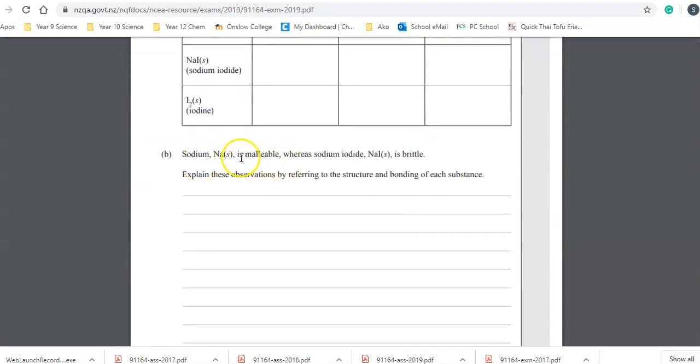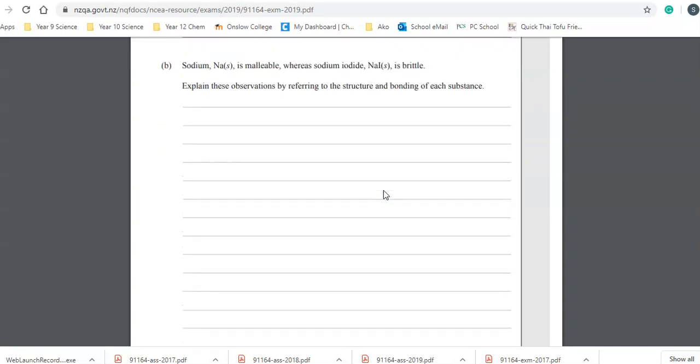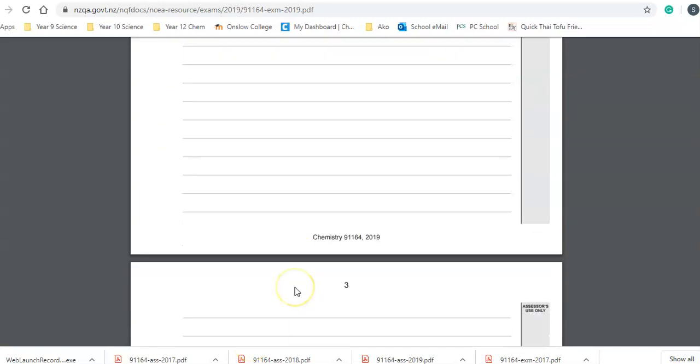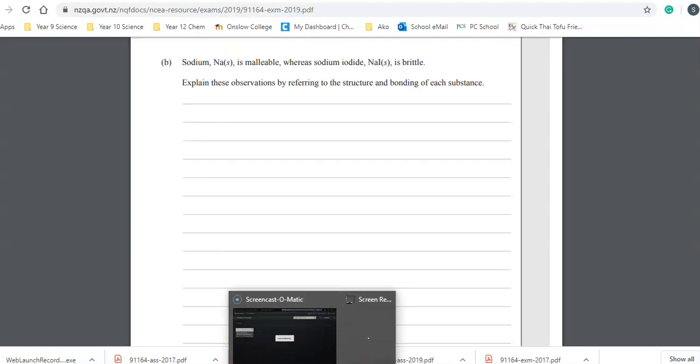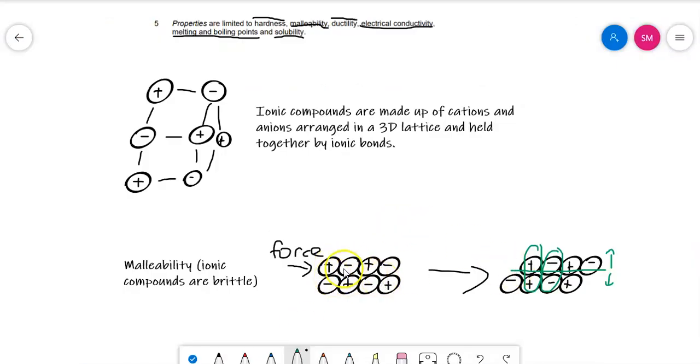1B. So sodium is malleable. We'll look at that in a future video as to why sodium solid by itself is malleable, whereas sodium iodide is brittle. Explain these observations by referring to the structure and bonding of each substance. So we would need to do that. We don't have any space here for a diagram, so we're just going to need to describe using words why it is that this happens. So we'd need to say that if a force is applied to that sodium iodide, the layer of ions will move. This aligns like charges, and because like charges repel, the substance will shatter.